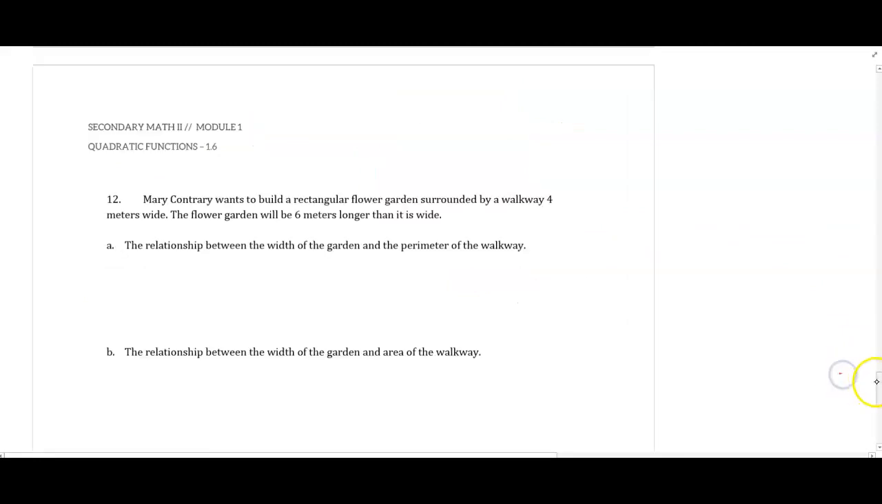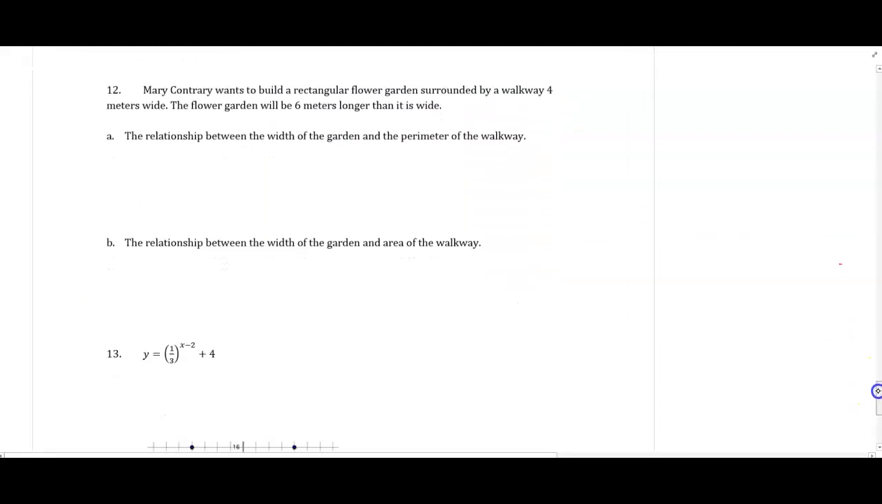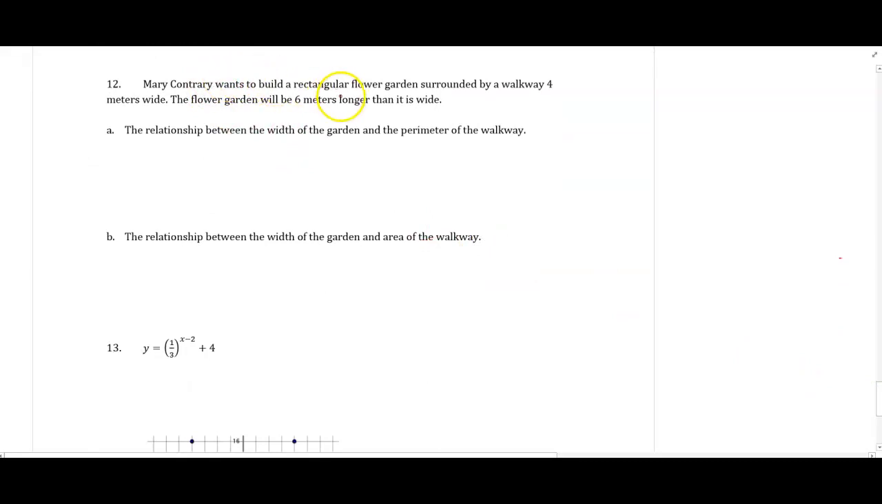All right, let's look at the next one. Mary Contrary wants to build a rectangular flower garden by a walkway 4 meters wide. So here's a rectangular flower garden. It will be 6 meters longer than it is wide.